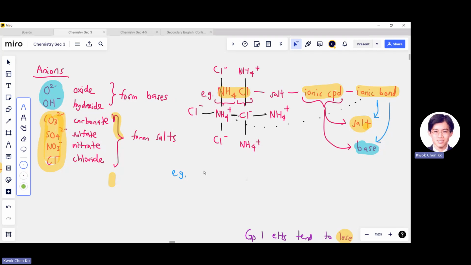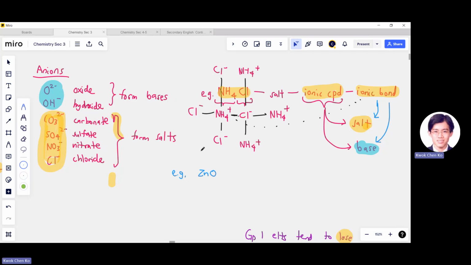Can Sabrina answer the question? No. So let's get it. I give you this example. Can you recognize, is it an ionic compound? How do you tell? Yeah, that's a formula. But how do you know it's a formula unit? Okay, that's one way to look at it.